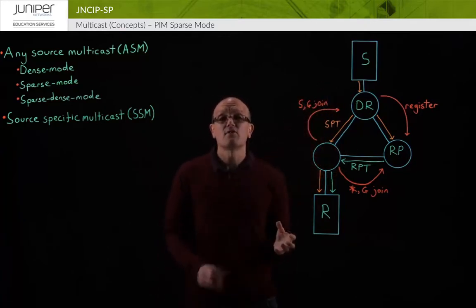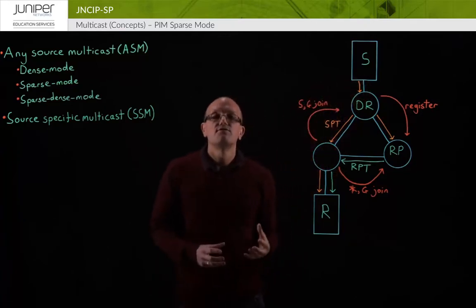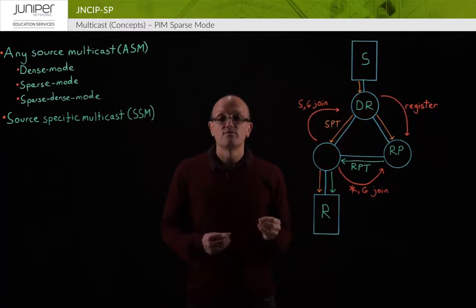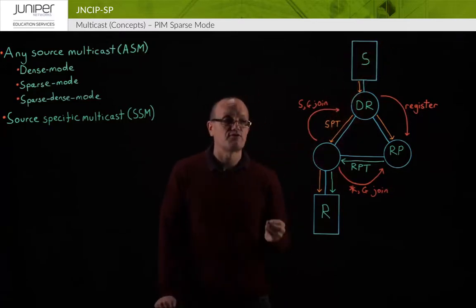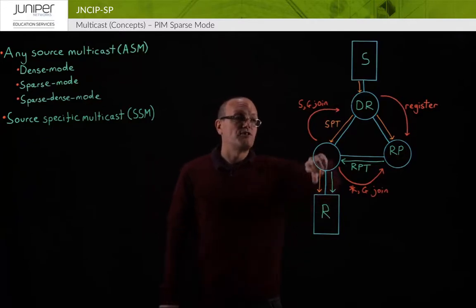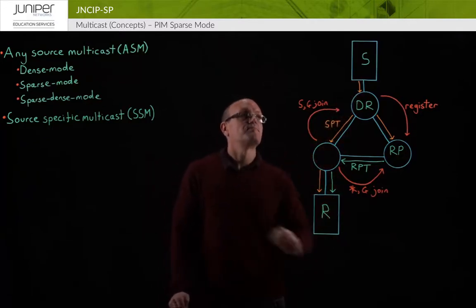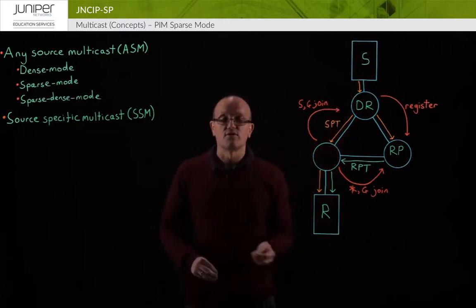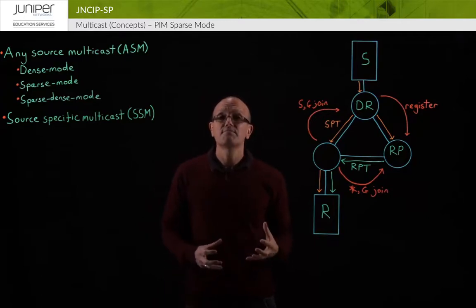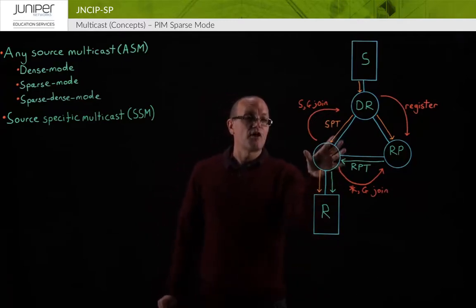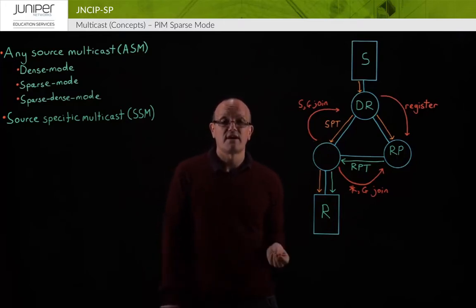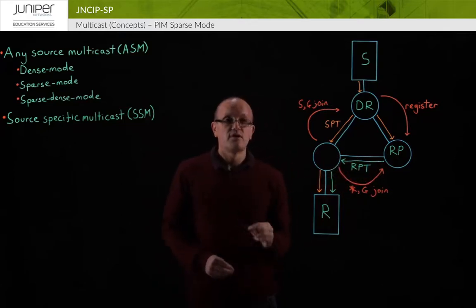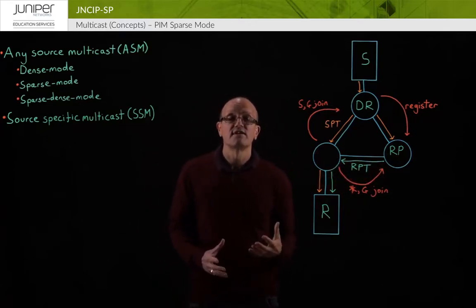And this S, G join bubbles up through the network until it hits the designated router, and we join the tree that's rooted at the source. And this then forms the shortest path tree from the receiver to the source. So this is the most optimal path from the receiver to the source. At this point, the last hop router here can send a leave message to the rendezvous point so that it leaves the rendezvous point tree, so that we're not sending duplicated traffic through the network.